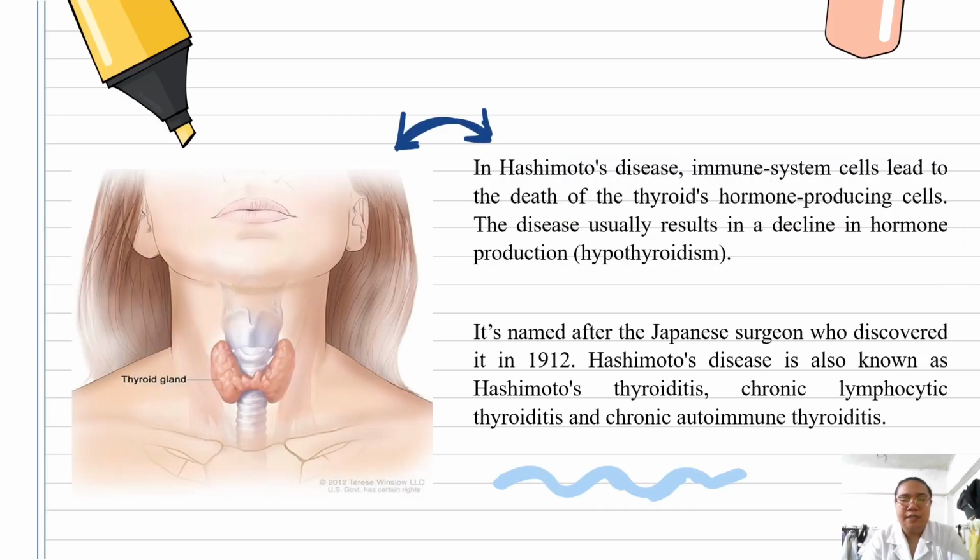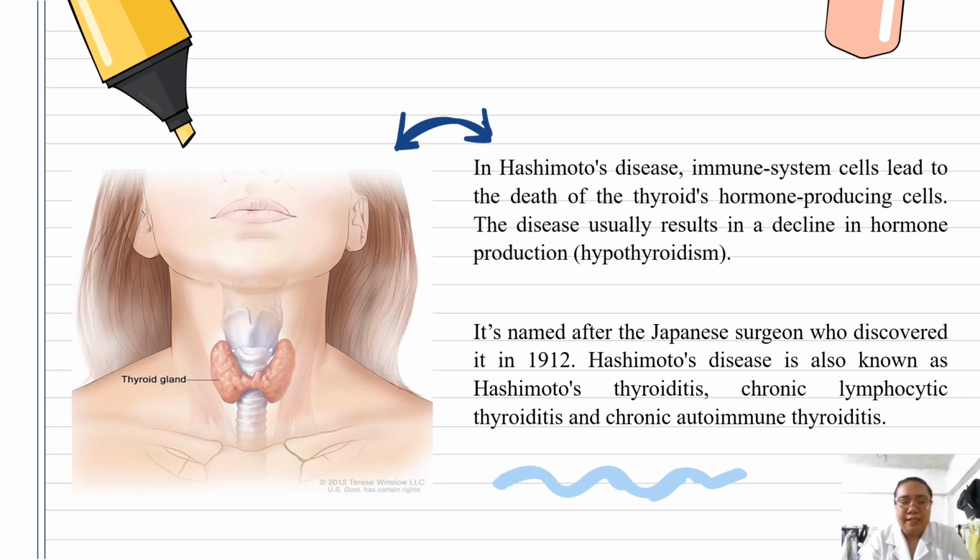So in Hashimoto's disease, the immune system cells lead to the death of the thyroid's hormone-producing cells. The disease usually results in a decline in hormone production, which is called hypothyroidism. Our immune system makes antibodies that attack the thyroid gland. As a result, this damages our thyroid gland, so it does not make enough thyroid hormone. This is what we call hypothyroidism.